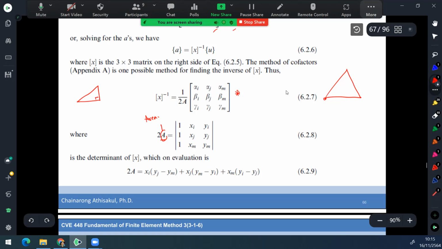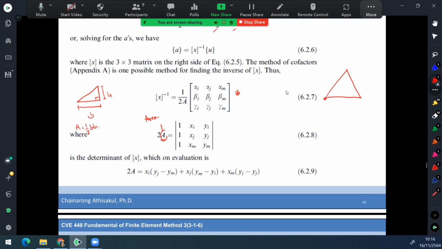If you have the right angle shape, the area is a half BH. This is very easy to determine. For the case that you know the dimension of each side of the triangular shape, we can find the area directly.